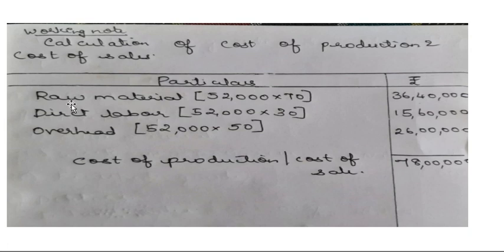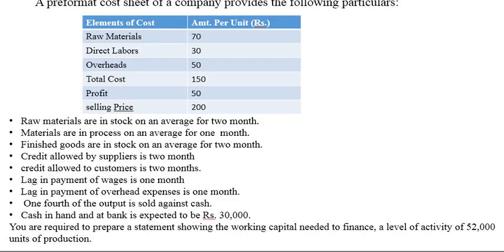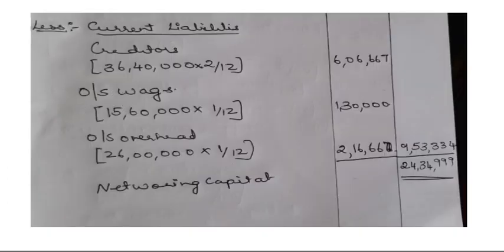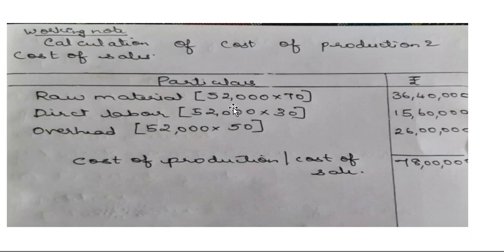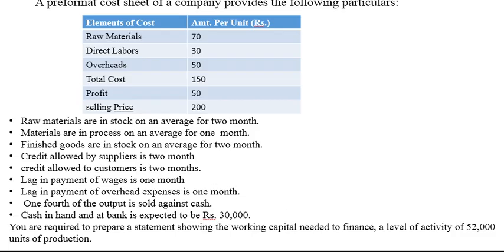Here in the problem we have raw material, labor and overhead. Only 3 we have here. The overhead they have not mentioned whether it is manufacturing, administration or selling, so we can assume it is manufacturing overhead. Okay, 52,000 is the total units produced. See, it is given at the end of the problem, 52,000 units.